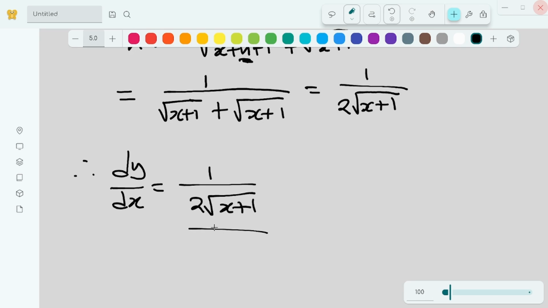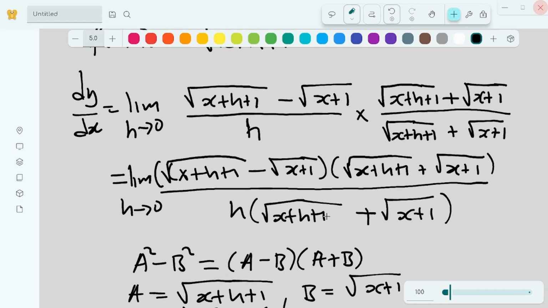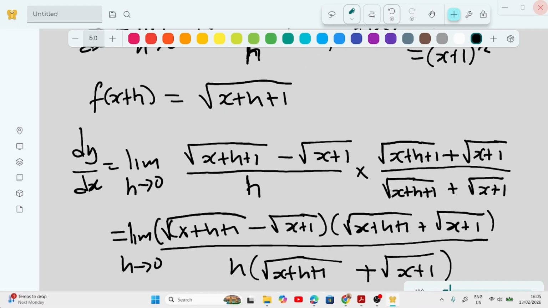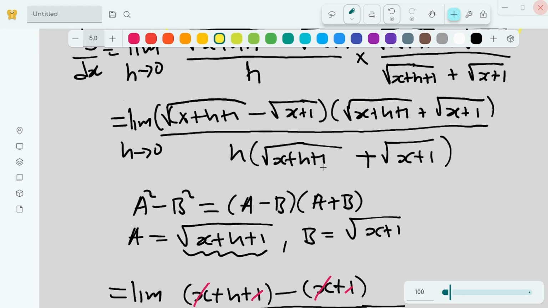The main reason for this example is to show you that there are problems that will require rationalization. This is the punchline of this example: to be able to do this part, rationalize. There are problems that will require you to do this for you to properly find the derivatives.